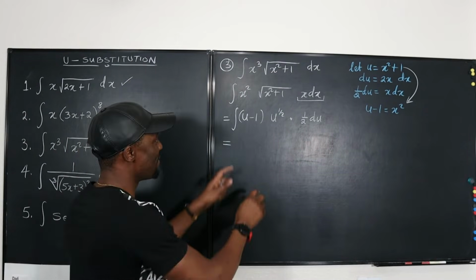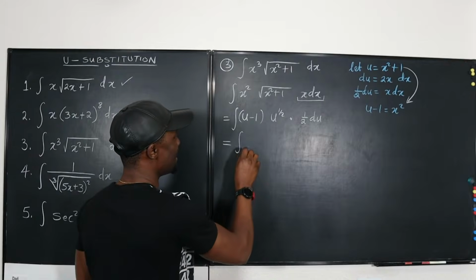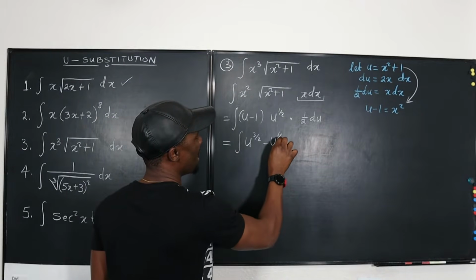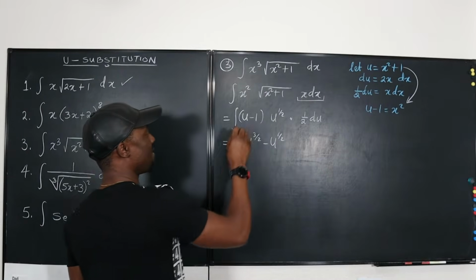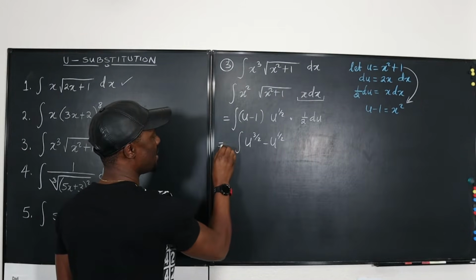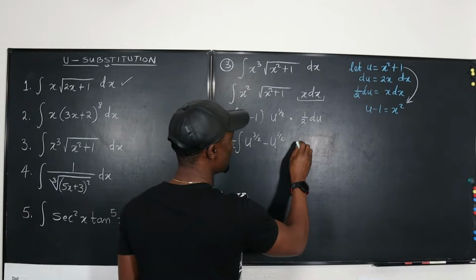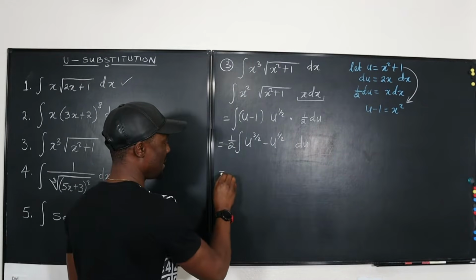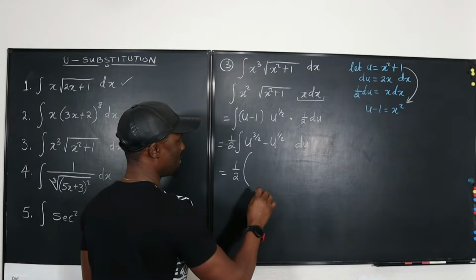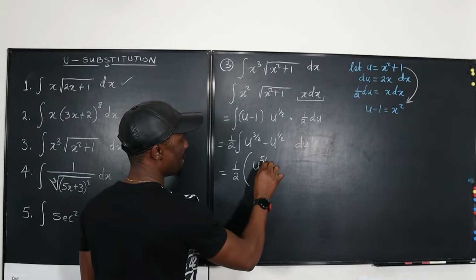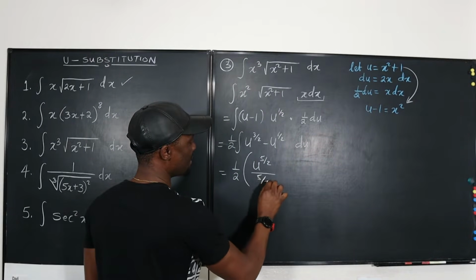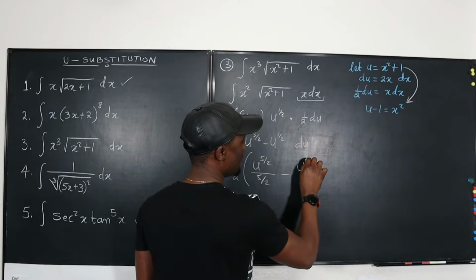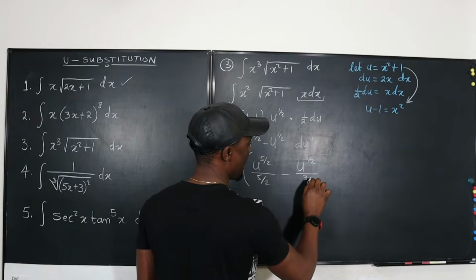Let's go. So if I multiply this by this, it's going to be the integral of u to the 3/2 minus u to the 1/2. Okay? And this 1/2 I can take all the way to the back here. Equals 1/2, and that's going to be du. So let's take the integral. That's 1/2 multiplied by u to the 5/2 over 5/2 minus u to the 3/2 over 3/2.